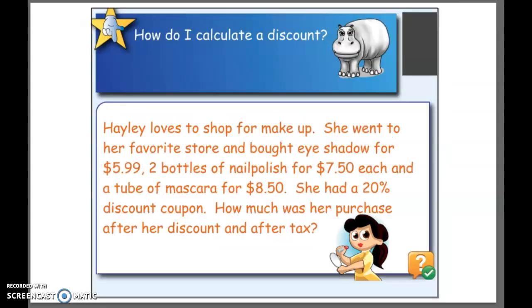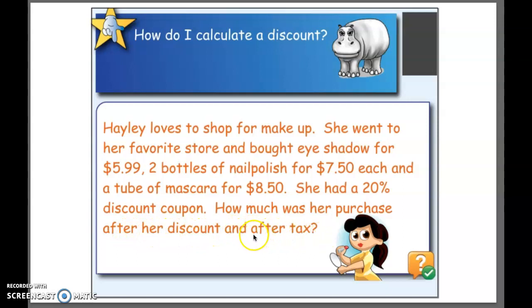All right, we're going to do a discount one now. But this one's going to be twofold because we're going to have to add these up and then take the discount. So, Haley loves to shop for makeup. She went to her favorite store and bought eyeshadow for, that's a lot of eyeshadow, $5.99, 2 bottles of nail polish for $7.50 each, and a tube of mascara for $8.50. She had a 20% discount coupon. How much was her purchase after her discount and after tax?